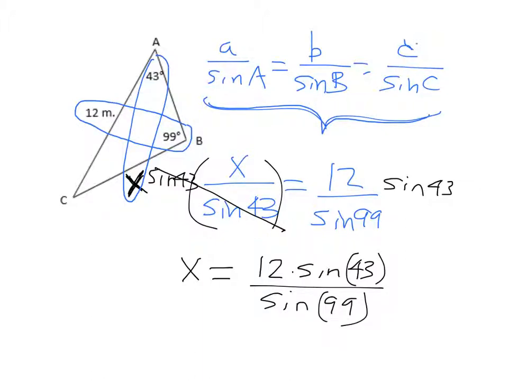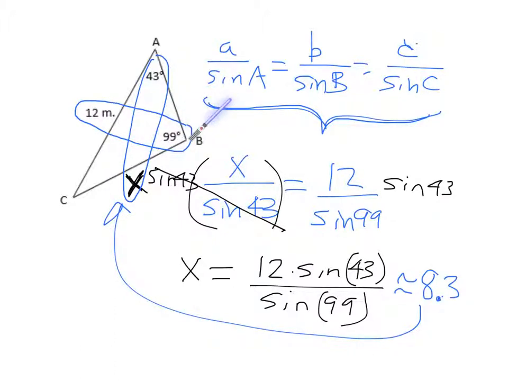So again, it's just typing into the calculator, and when you type it in, you end up getting about 8.3. This is a good one to actually look at the picture to see, does the answer look like it makes sense? 8.3 for that side right there.